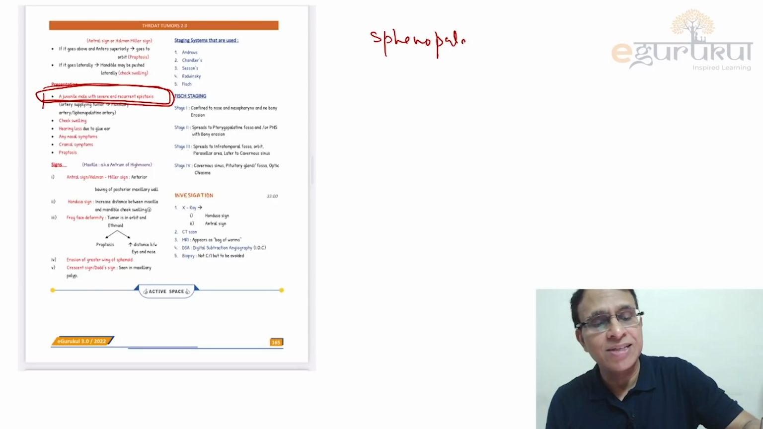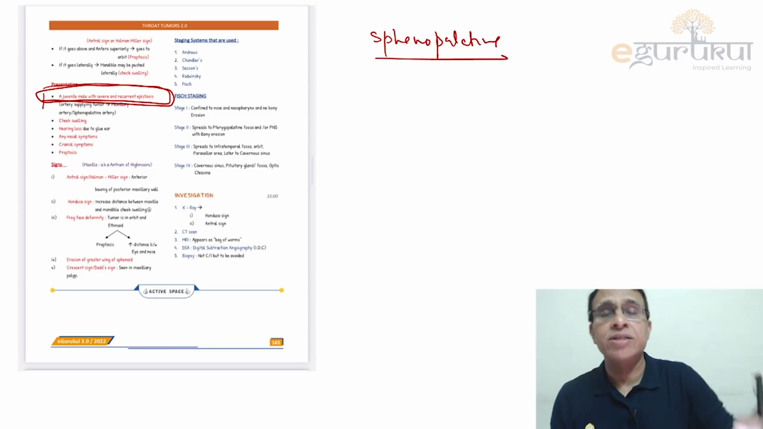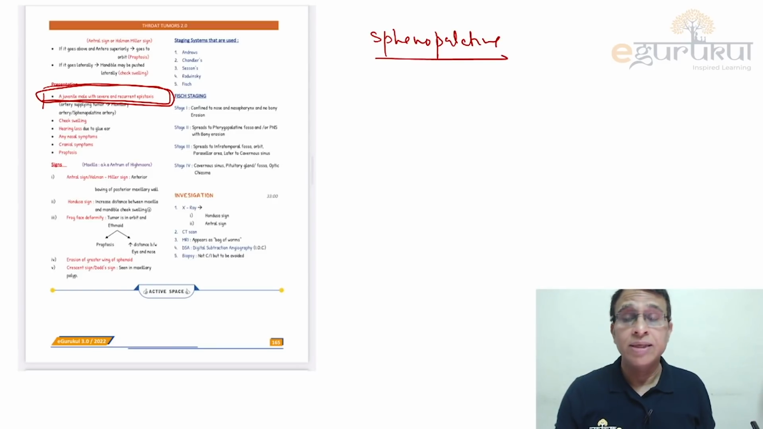And there are very interesting signs in this. There is the antral sign, Hallman-Miller sign, then there is frog face, there is the Hondusa sign. So many signs. It's a very interesting disease from the exam point of view. Not very good for the patient. It's a very dangerous disease, but very interesting from the exam point of view. We can frame a lot of questions from here because there are so many signs. There are so many radiological images and all that.